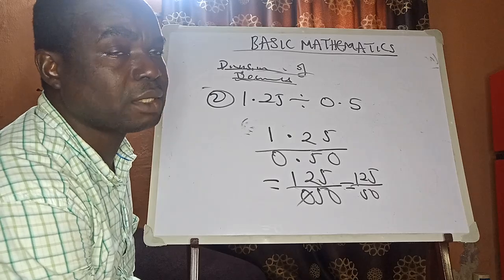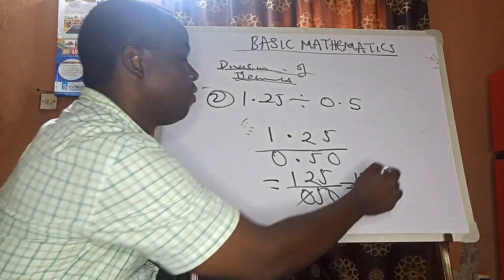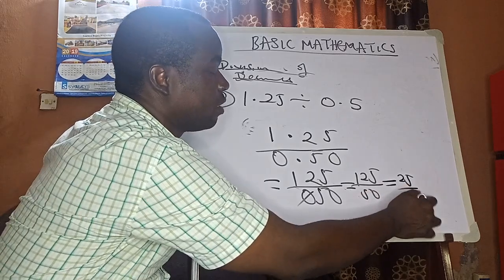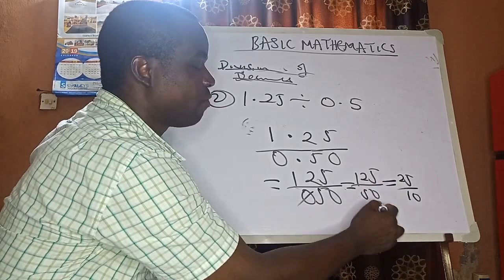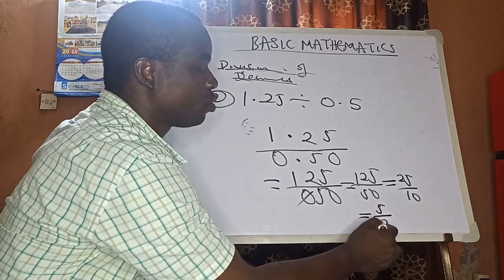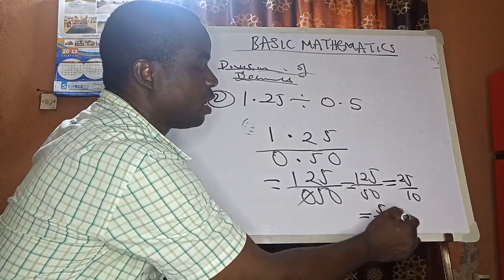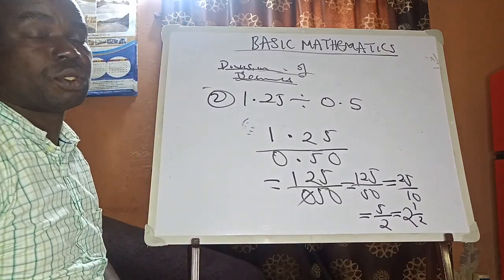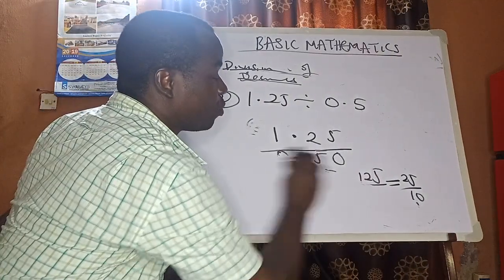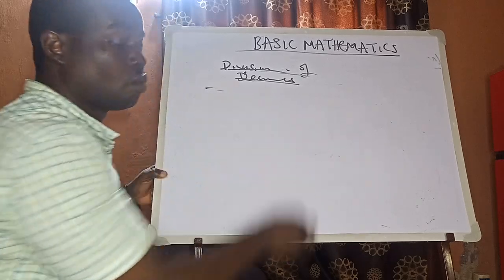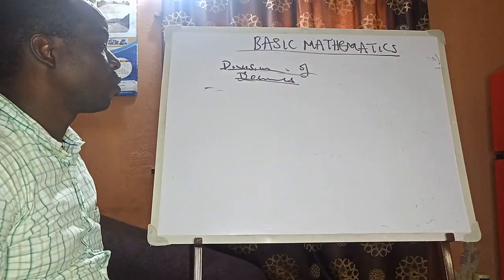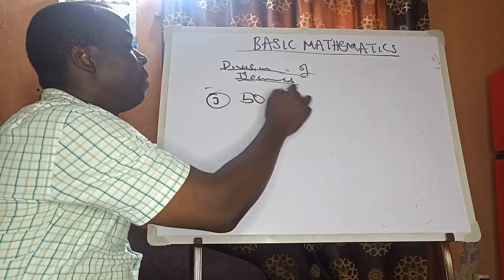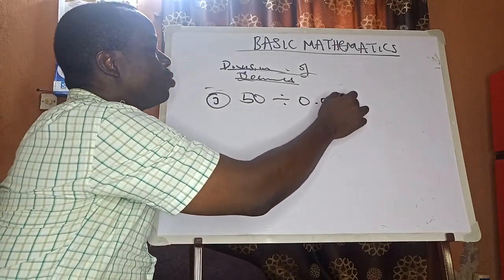Let us reduce it to the lowest term. 5 in 125 is 25. 5 in 50 is 10. 5 in 25 is 5. 5 in 10 is 2. Then 2 in 5 is 2 whole number, 1 over 2. I've taught you this in division. So let's now take the final example, then we will call it a day here. Let us divide 50 by 0.002.